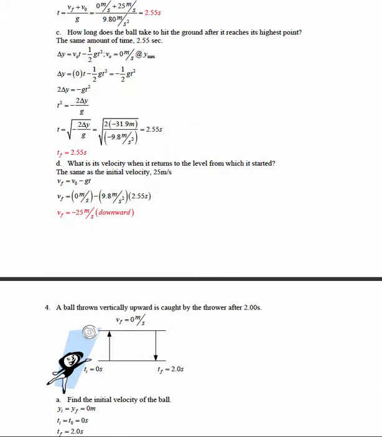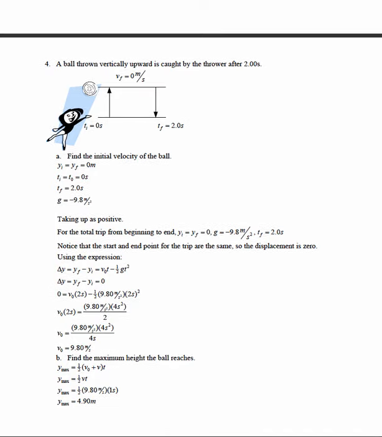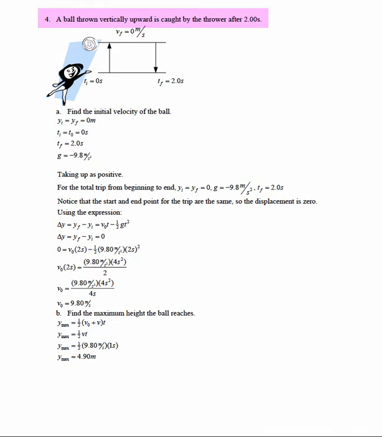Alright, problem 4. Another problem where we're tossing a ball in the air. A ball thrown vertically upward is caught by the thrower after 2 seconds. Find the initial velocity of the ball. If we take a look at this, time initial is 0, velocity final at the top is 0 because gravity acts on it and stops the ball, and then time final, in this case, is 2 seconds. So find the initial velocity of the ball.